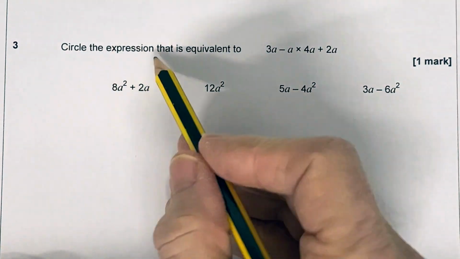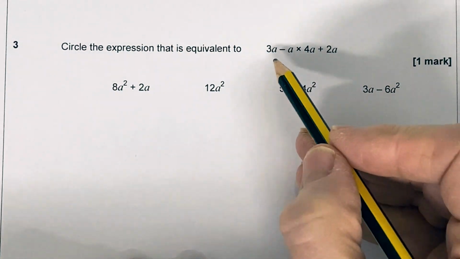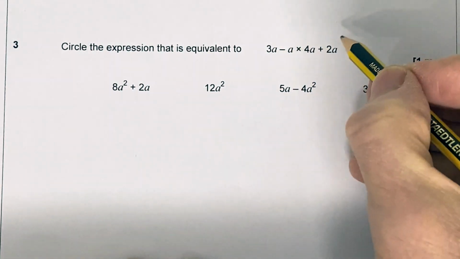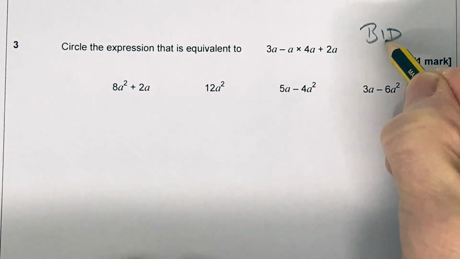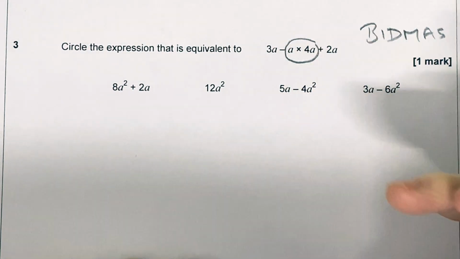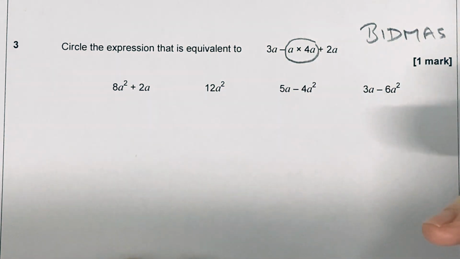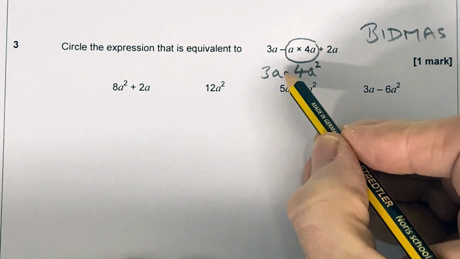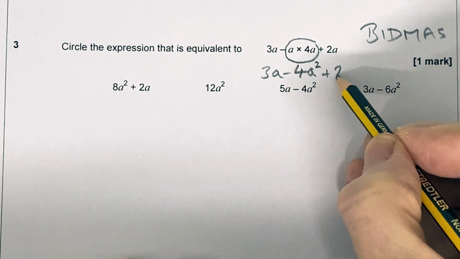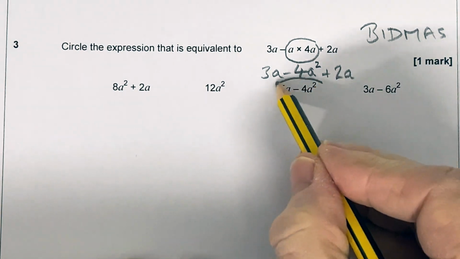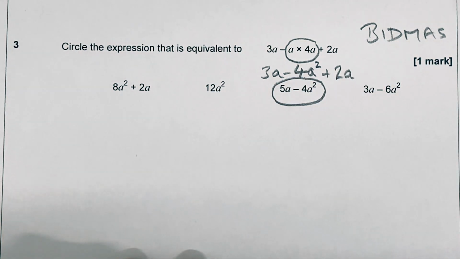Question 3. Circle the expression that is equivalent to 3a minus a times 4a plus 2a. Now, this is where we have to remember BODMAS, and so we can see that there's a multiplication which will have to be done first. a times 4a is 4a squared. 3a minus 4a squared plus 2a. So that's going to be 5a minus 4a squared, which is that one there.